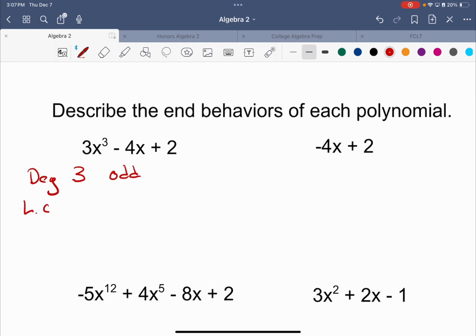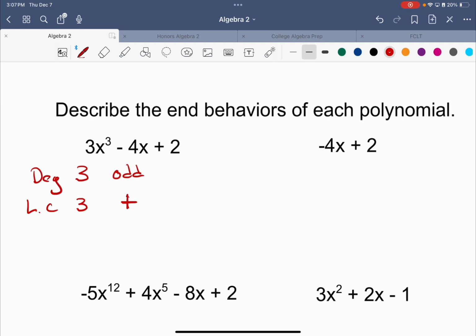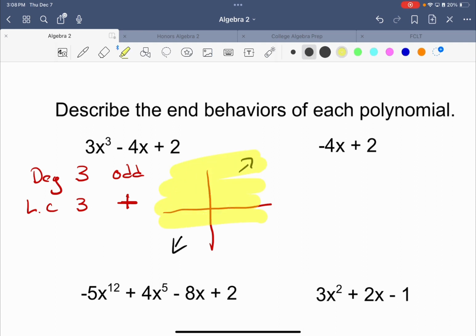My leading coefficient is the number 3, right? Is that positive or negative? Now, 3 is a positive number, I think. So it's odd and positive. So odd and positive means I go to there and there. That's your answer right there.